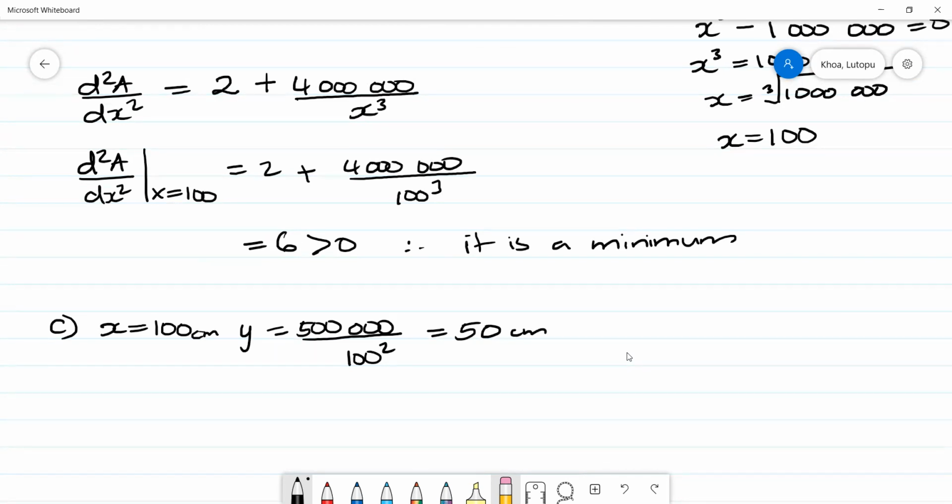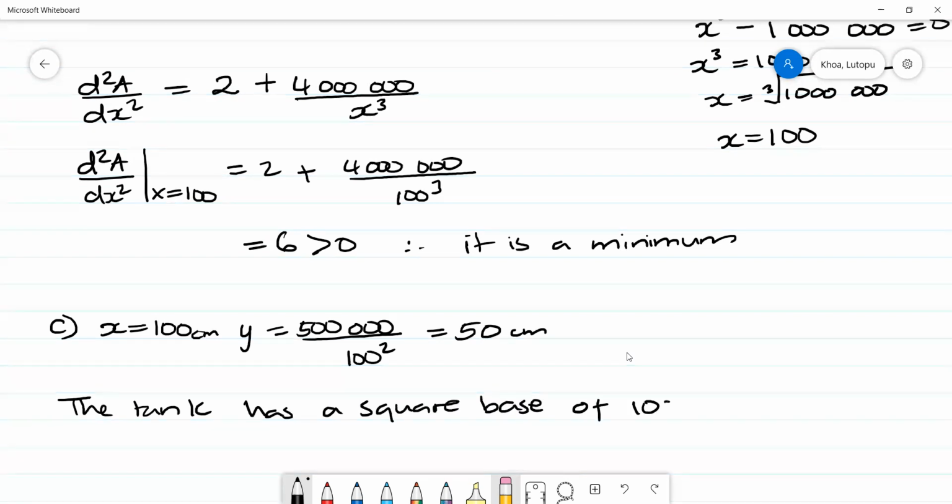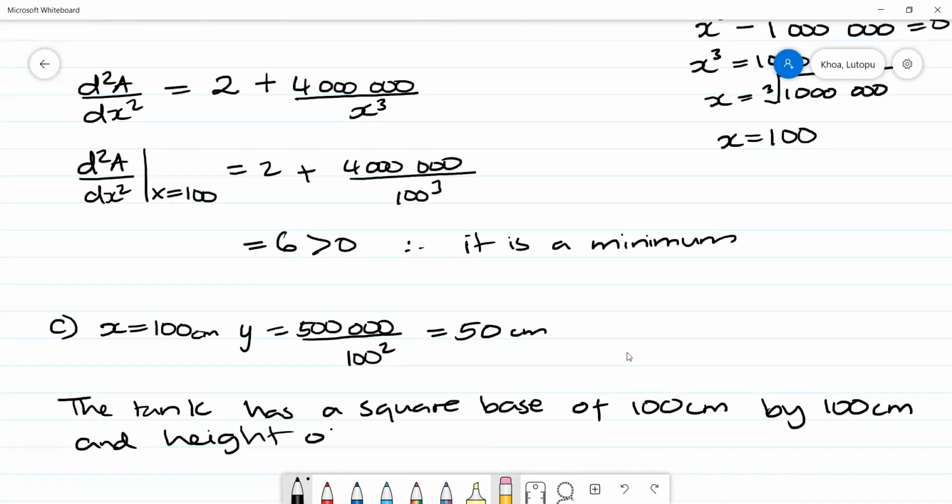And then just write a sentence. Find the dimensions of the tank with minimum surface area. So the tank has a square base of 100 centimeters by 100 centimeters and a height of 50 centimeters.